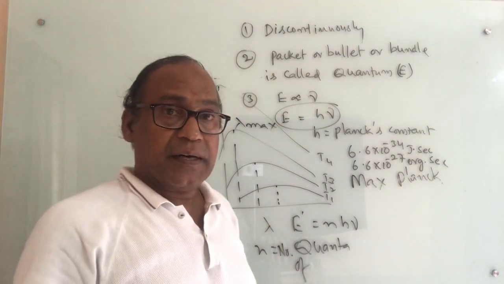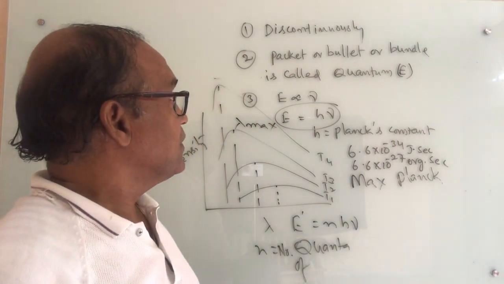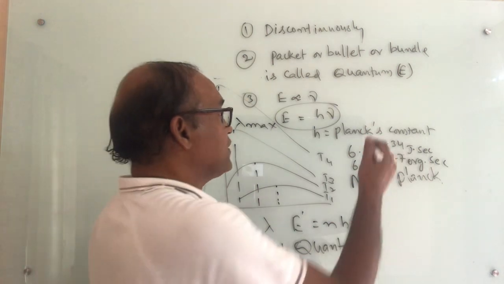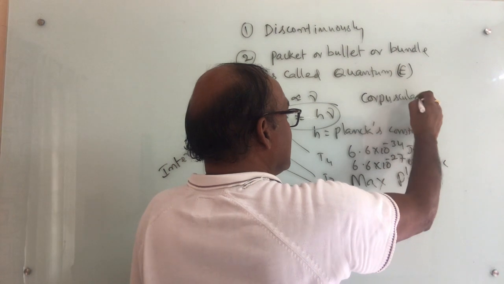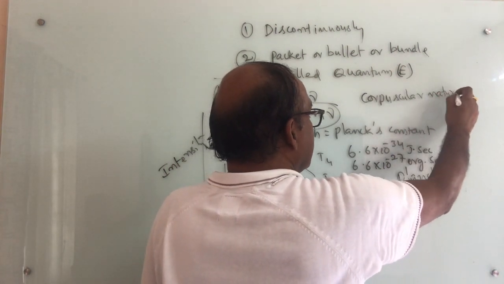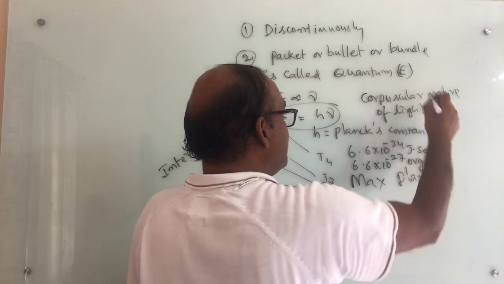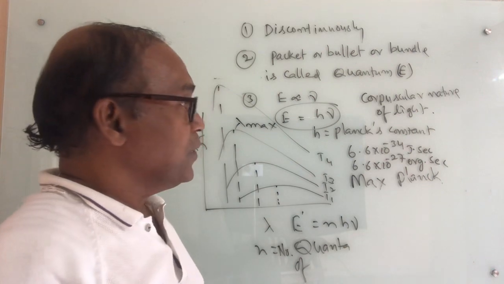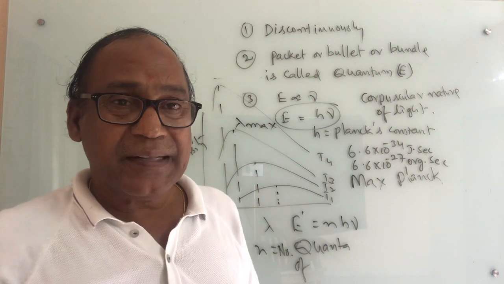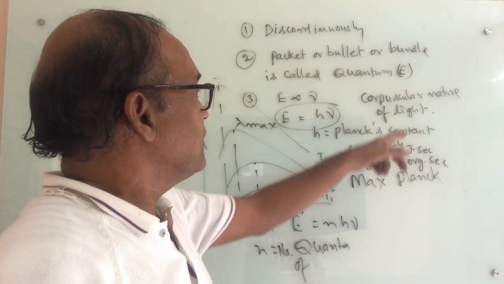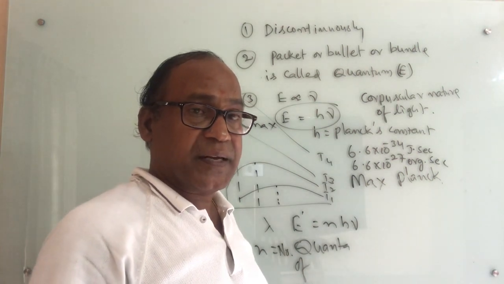So this was the idea. It's quite a new concept. This is the corpuscular nature of light. Corpuscular nature means discontinuous nature. With these proposals, he was able to explain the complete pattern of black body radiation, and he was quite successful.